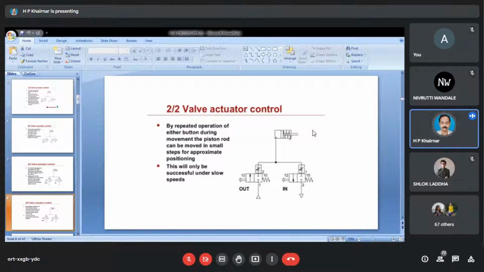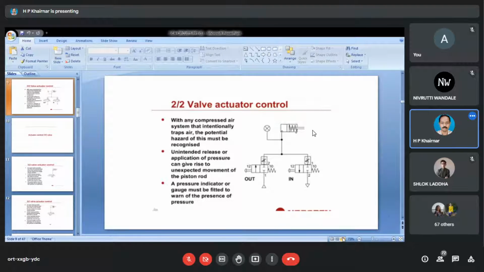Now this is explained further, that is, by repeated operation of either button during the movement, the piston rod can be moved in small steps for approximate positioning. This will only be successful under slow speeds. So there is specific requirement that for that we have deployed these restrictors.